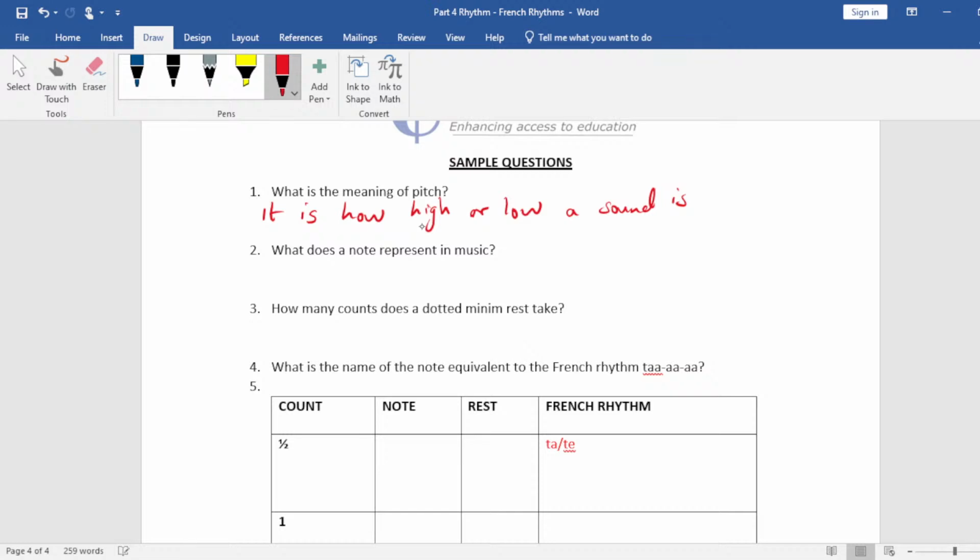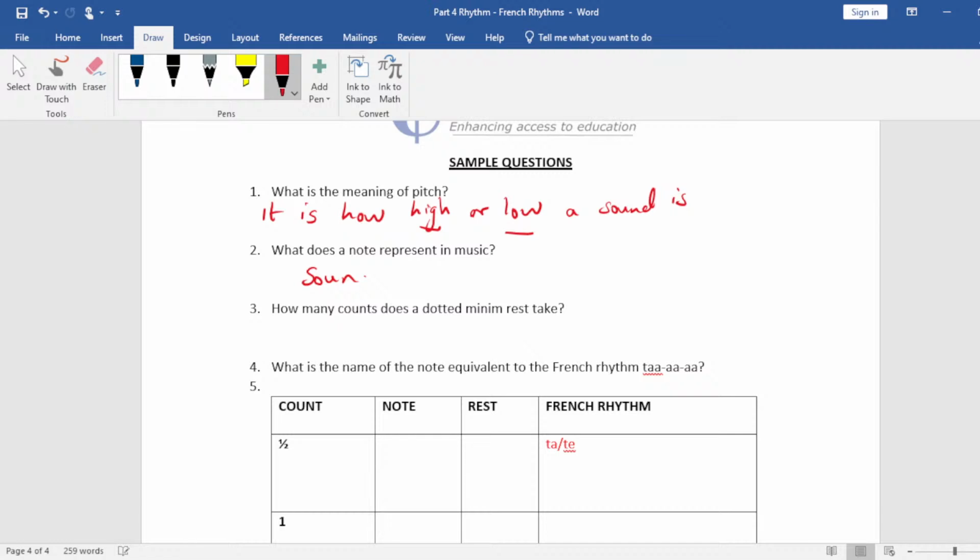What does a note represent in music? A note represents. Good. Your guess is as good as mine. Hey, hope you're not guessing. You've learned. So a sound is represented by a note, or a note represents a sound.